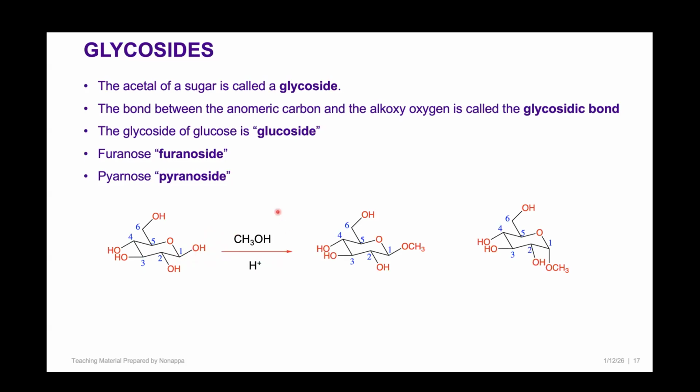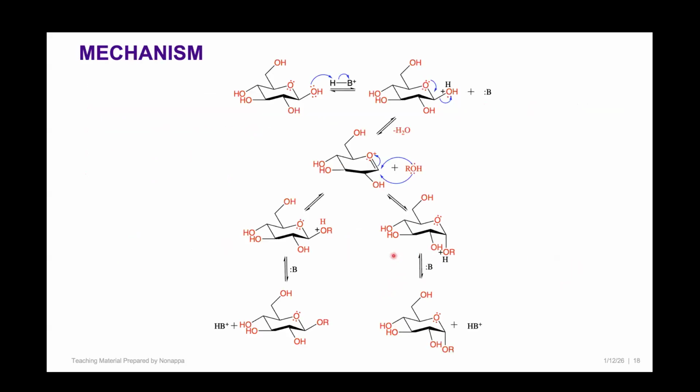In this case, if you treat glucose with acid and add methanol or ethanol, then you will get methyl beta-D-glucopyranoside and methyl alpha-D-glucopyranoside. So now we have this linkage here, which is the glycosidic linkage. Why, in the case of glucose, does adding an acid and then methanol form two forms of structure? Of course, one of them is more stable.